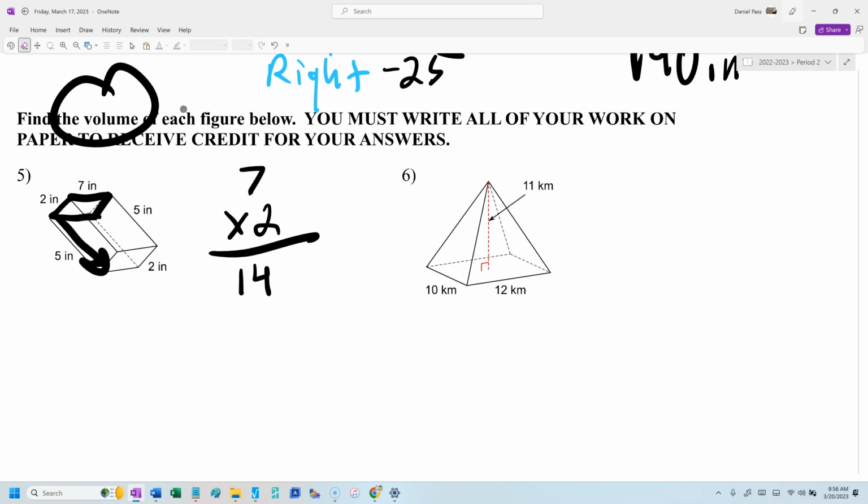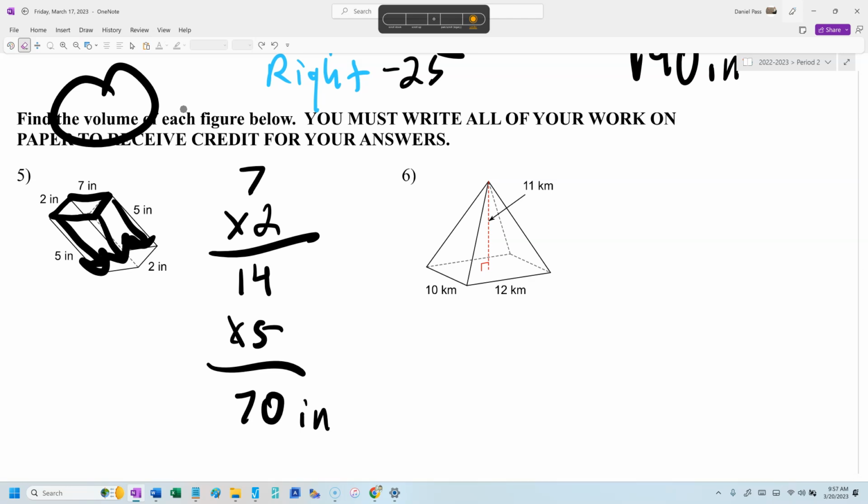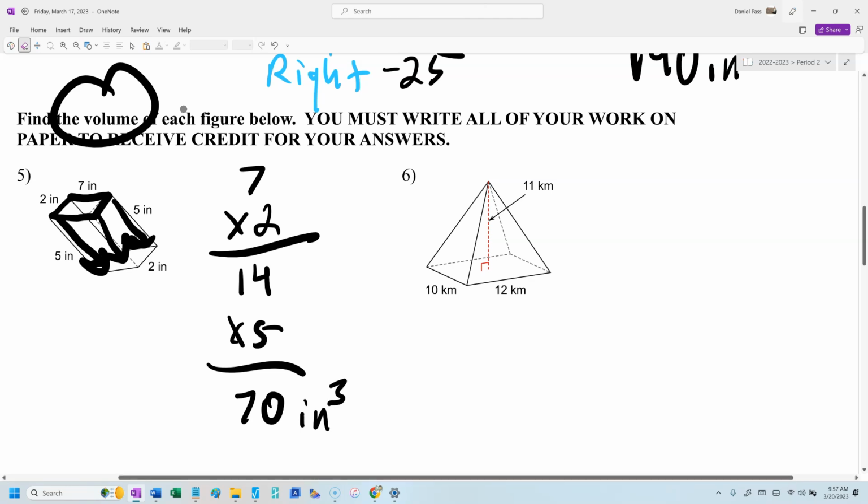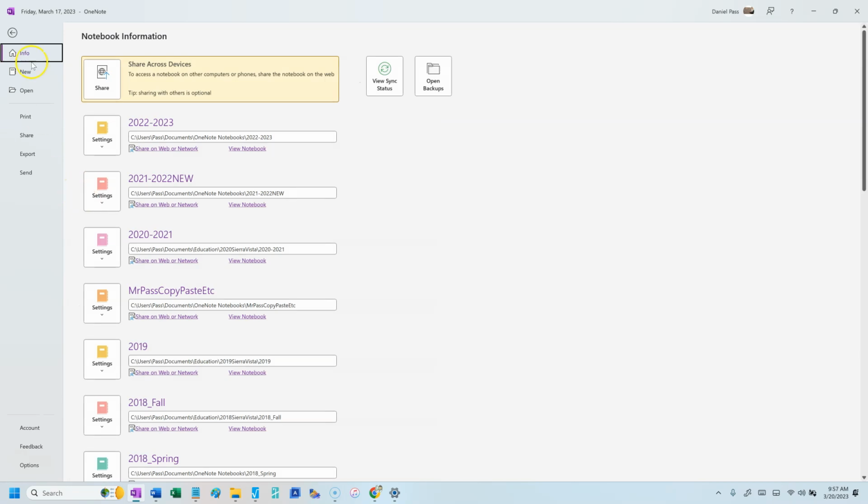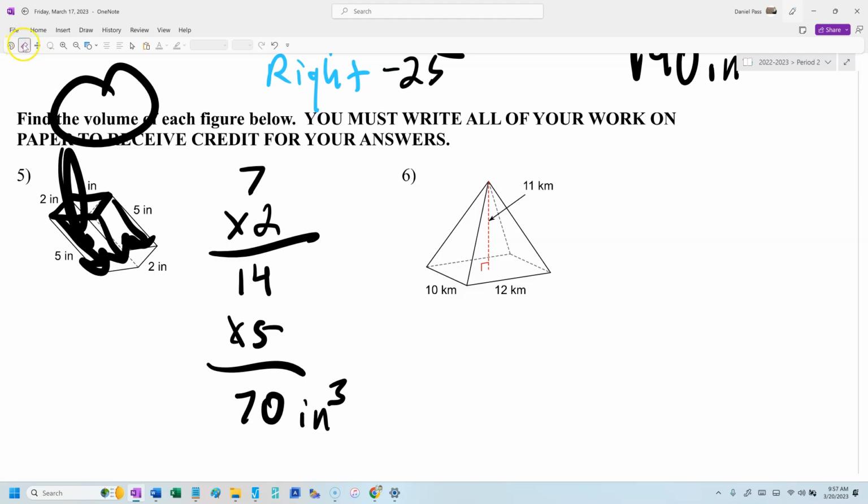Right, because we want to say how far did they drag it? Times 5. And what do we get? 70. 70 inches cubed. Don't forget the cubed. Although you're generally just going to be typing in the number into Google Forms.